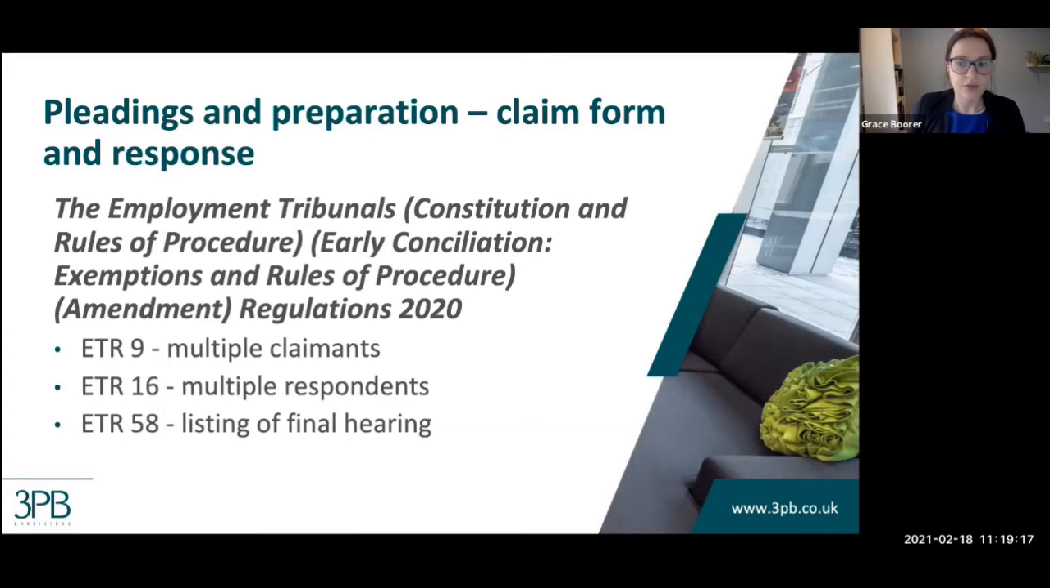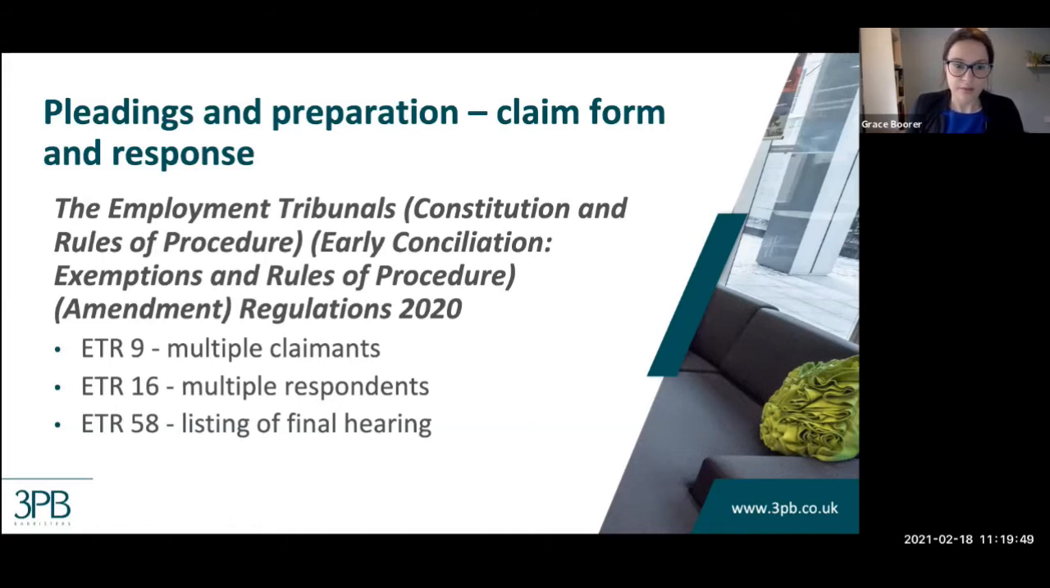Previously, they could only be included on one form if they were based on the same set of facts. That's now been expanded to the test being when they give rise to common or related issues of fact or law, or if it is otherwise reasonable. So it's worthwhile where there might be a suitable claim for multiple claimants or respondents, bearing in mind that there is a slightly wider test, and it might save time to include them on the same form.